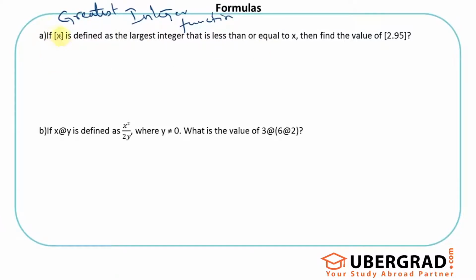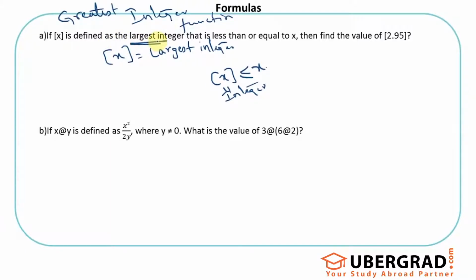The square bracket x is defined as the largest integer that is less than or equal to x, right? So whatever the x be, the square bracket x should be less than or equal to this, and this has to be an integer only. That's what the definition is saying, right? It's defined as the largest integer that is less than or equal to x. So it's asking me to give the value for this.